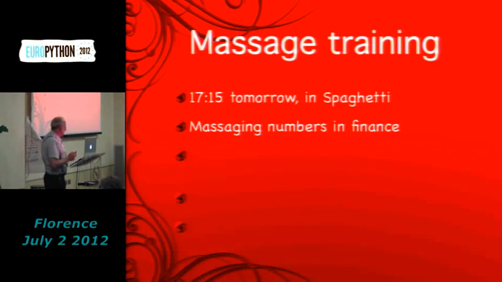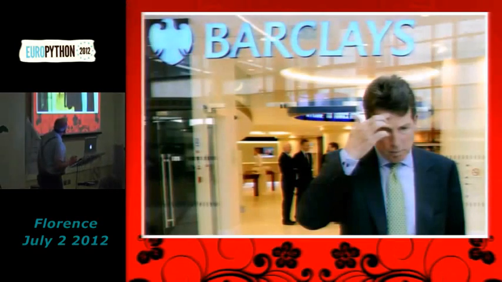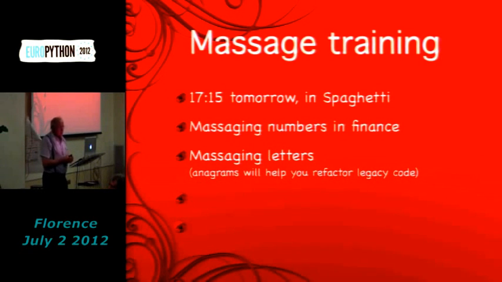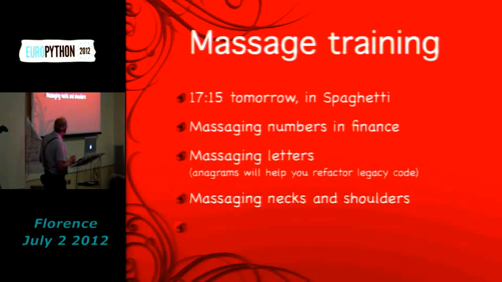Now, somebody who knows about massaging numbers in finance is this man, Bob Diamond, and we can look at what sort of skills we need within Python to be able to massage numbers in the way that a hedge fund needs. So we'll spend a little time on massaging numbers. Then we're going to look at massaging letters. We're going to look at how anagrams will help you refactor legacy code that you may have to deal with. This is an important feature of Python, that we can massage numbers and we can massage letters.